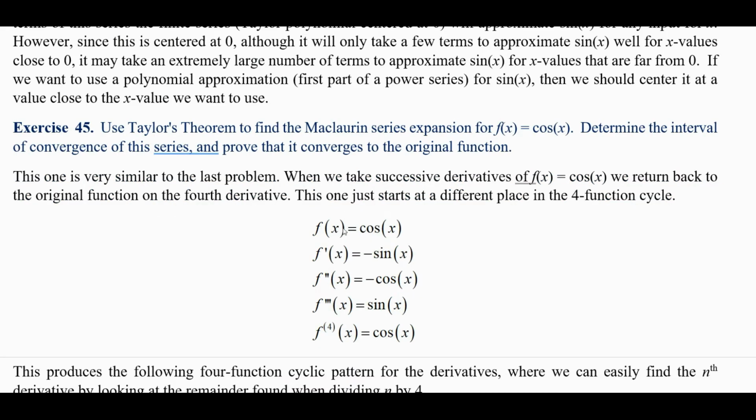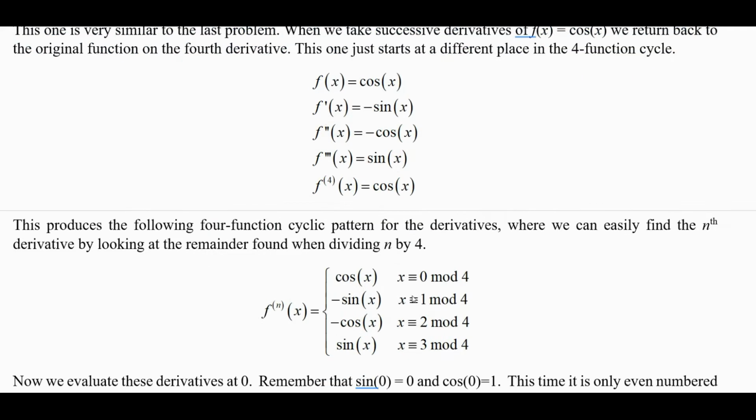So like I said, this is very similar to the one that we did last time for sine of x. Once again, we get a four function repeating cyclic pattern here for the derivatives. The zeroth derivative, our original function, is cosine of x. The first derivative is then minus sine of x. The derivative of that is minus cosine of x. The derivative of that is sine of x. And the derivative of that is back to cosine of x. So the fourth derivative is back at the beginning, then the fifth, sixth, seventh derivative, then back to the eighth derivative at the beginning, and so forth.